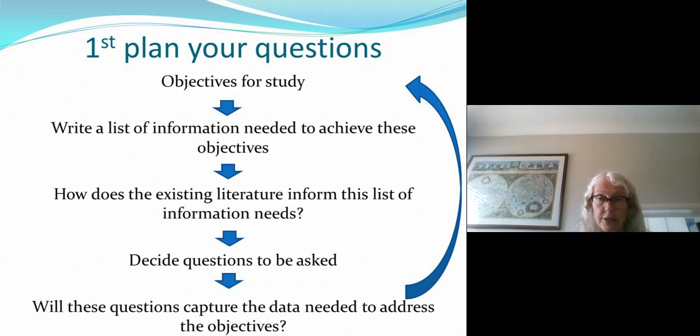So once you've got that list of information needs, and you've checked whether the literature can actually help inform that, decide what questions you need to ask, and then do a cross-check. Having got them, will these questions capture the data needed to address the objectives?